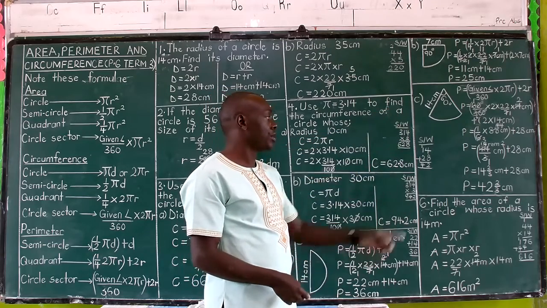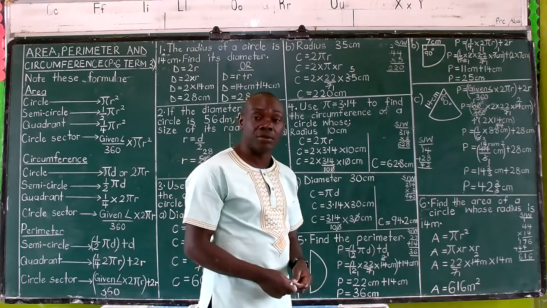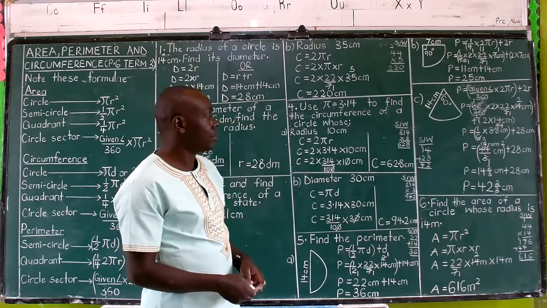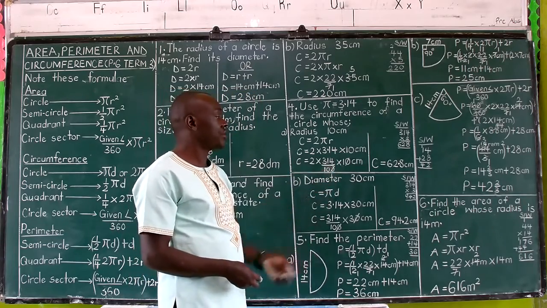2 times 4 is 8. 2 times 1 is 2. 2 times 3 is 6. So 314 times 2 is 628. So about 628 out of 10.